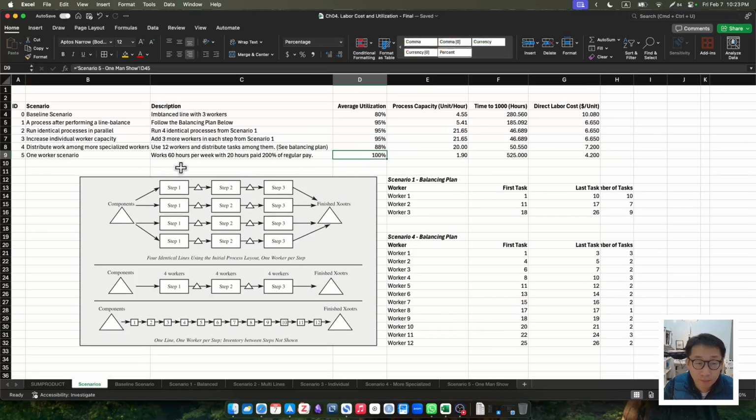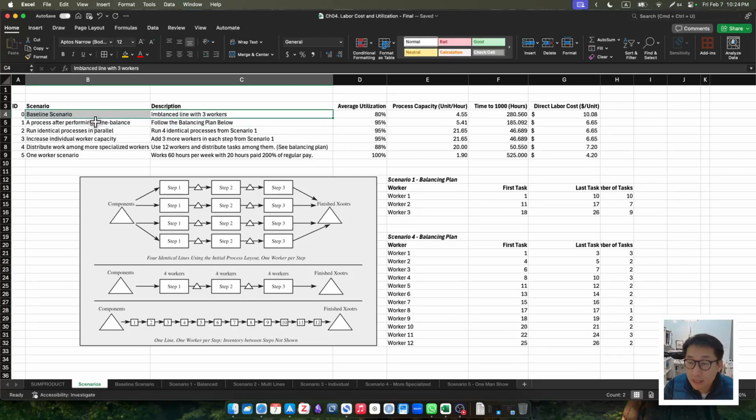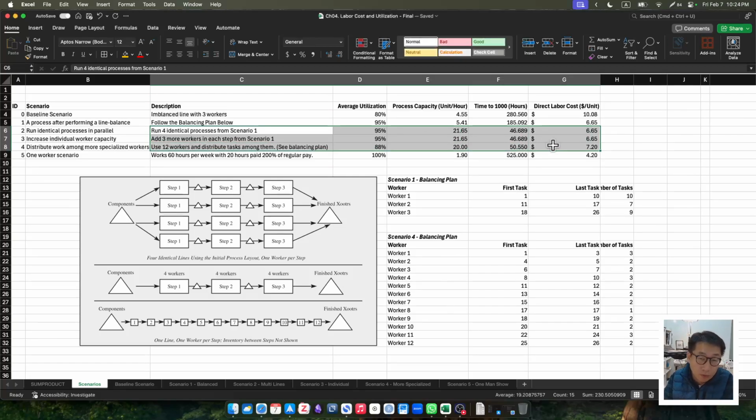So if you go back here, this kind of summarizes everything that we did. Let's see. So the cheapest process design is the one worker scenario, right? The most expensive design is our initial baseline scenario, where you have a highly imbalanced line with 3 workers, right? So again, scenario number 1 is basically an improved scenario with a much more balanced design. So this is the amount of cost saving, but after that, it's gonna be hiring more people to ramp up the production.